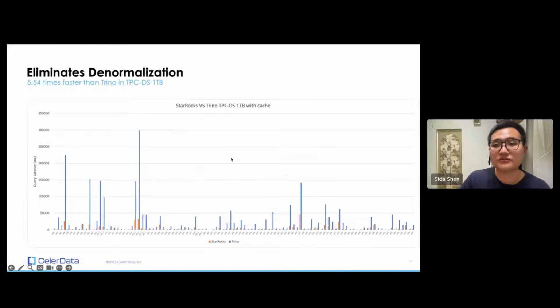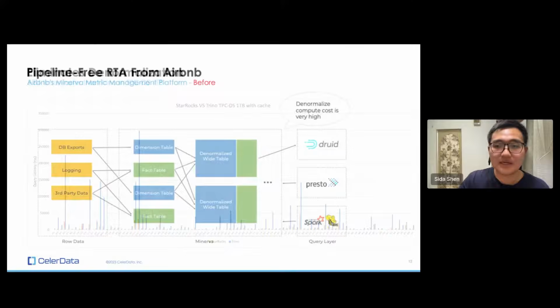And StarRocks versus Trino. Trino is a query engine on the data lake that's really good at doing joins, really doing complex joins, right? And StarRocks is even 5.5 times faster than Trino on TPC-DS, querying the same data on the data lake, right?